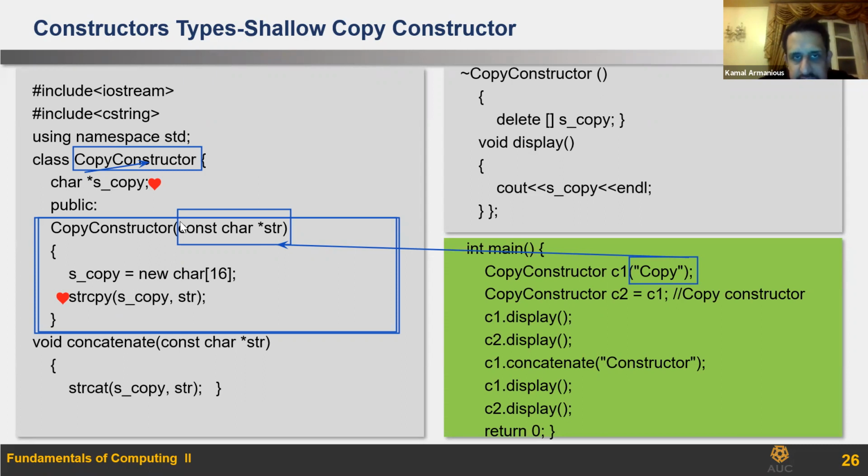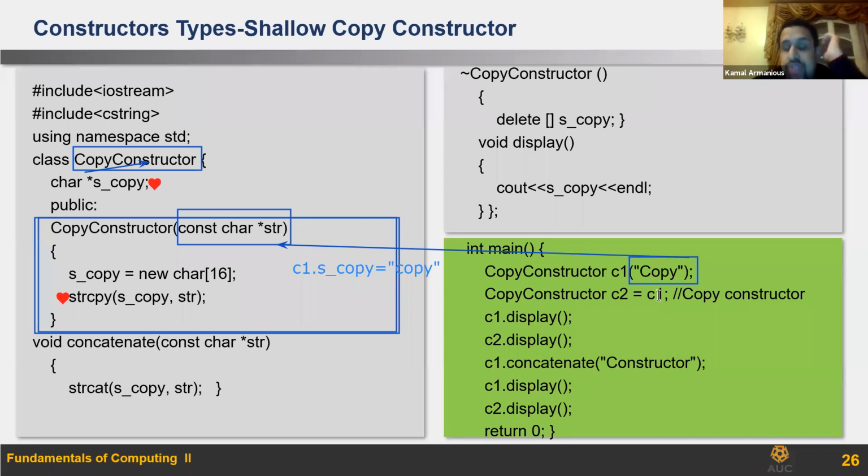What will happen here? After the execution of this statement, the name of the object dot s_copy is equal to copy. Then this is the second statement: Copy constructor C2 equal C1.